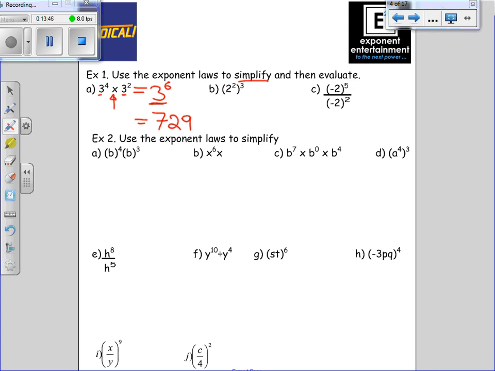So what do you do, Liam? Multiply what together? The 2 and the 3. You multiply the exponents together. Liam's right, he's got it right. I'm just trying to get the proper terminology. Oh yeah, you're doing it right. You're good.